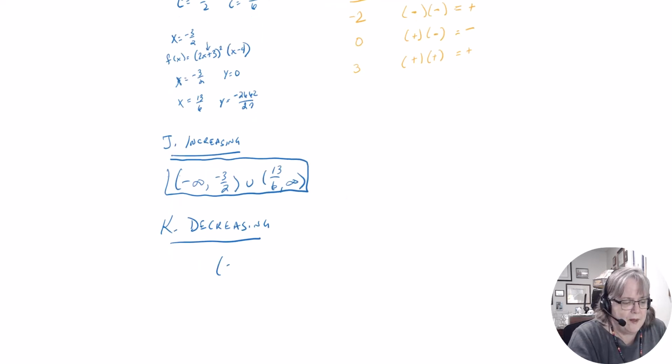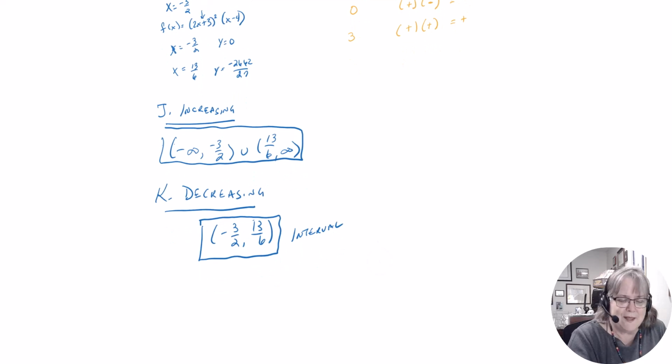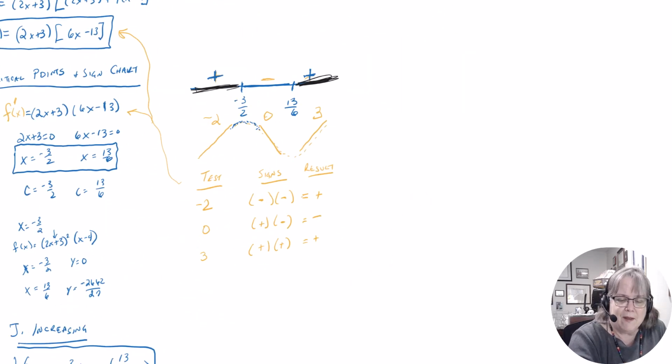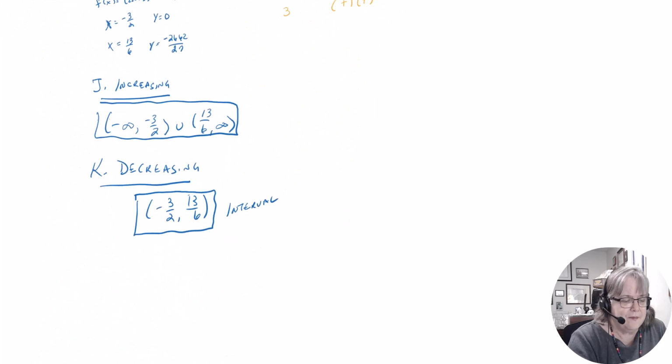So that would be between negative 3/2 and positive 13/6. Now, y'all, this is not a point, okay? This is an interval. Sometimes it's like, okay, wait, is that a point or is that an interval? It's kind of easy to tell when you have an infinity up there, but this is an interval. This is saying between negative 3/2 and 13/6, I am decreasing, all right?